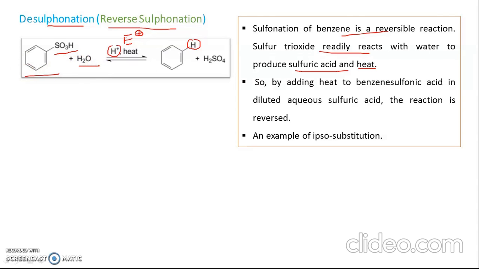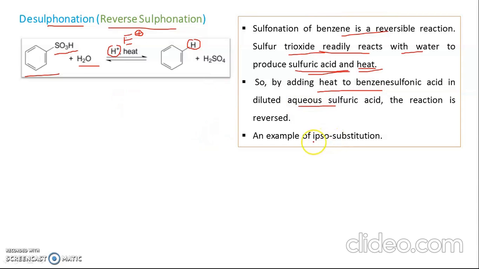But in the reaction medium of the previous reaction that we have seen, the sulfonation reaction, the sulfur trioxide can readily react with water to form sulfuric acid and heat. Now water is present, sulfuric acid is there, it will act as a dilute acidic medium, and heat is also there. So by adding heat to benzene sulfonic acid in diluted aqueous sulfuric acid, the reaction will now be reversed.